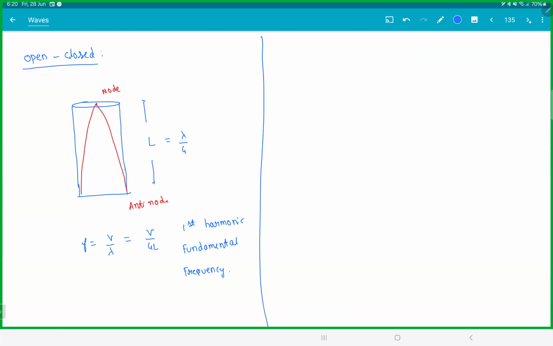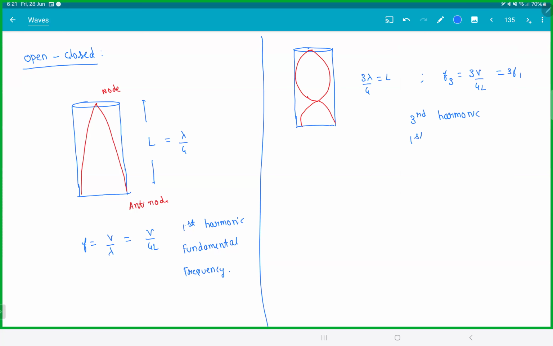What is the second possibility? The second possibility will be one full loop, and the last thing should always be an half loop. So 3 lambda by 4 is equal to L. So we'll get F3 is equal to 3V by 4L. Again, the even harmonics are missing. So this is your third harmonic and first overtone.